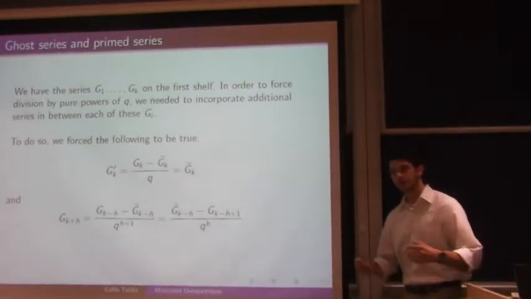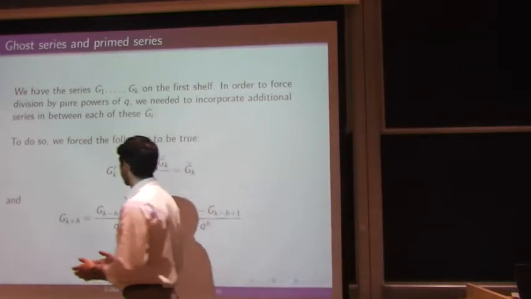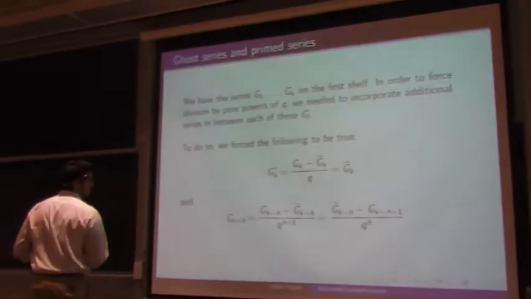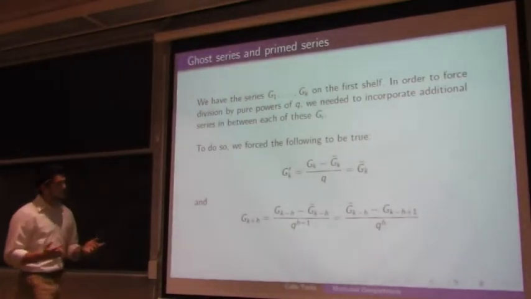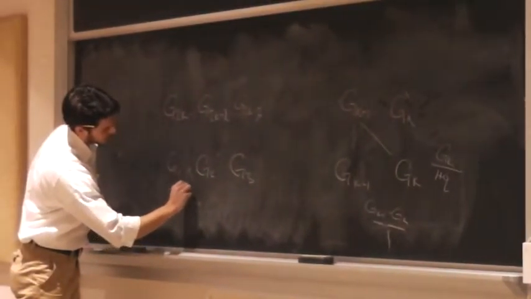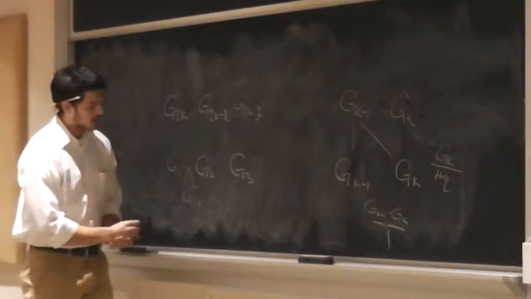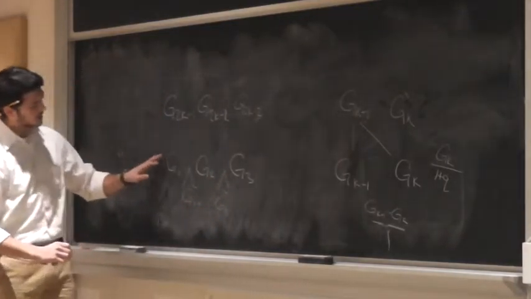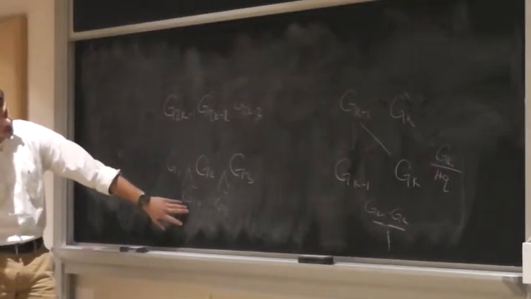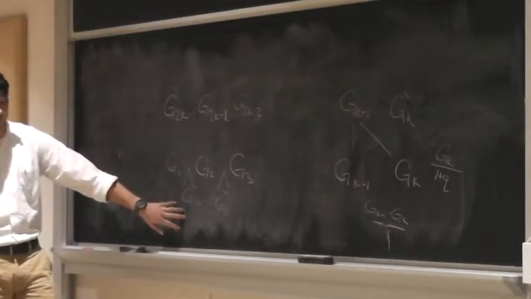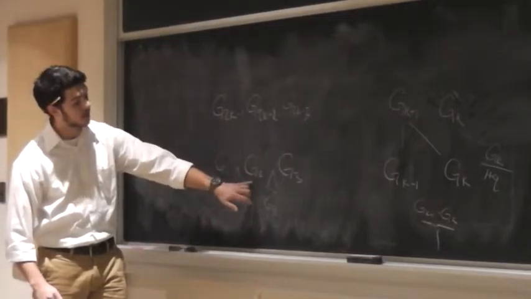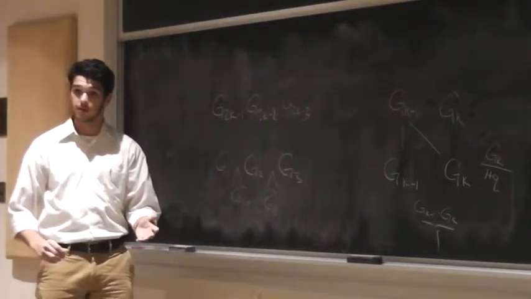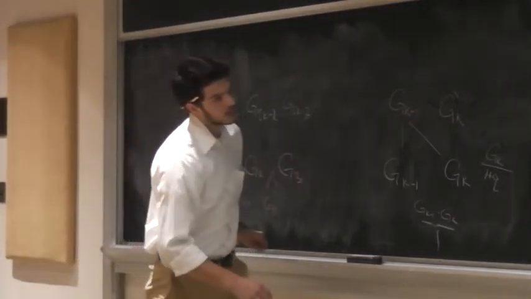So, in other words, we defined these ghost series to have this specific form, right? And basically all we did, to be quick about it, is we took, in between these two series, we just incorporated a G1 tilde, right? And then in between these two series, we incorporated a G2 tilde, such that when we take the difference of G1 and G1 tilde, we can divide that by pure power of q. And similarly, G1 tilde minus G2, we can divide that by pure power of q. And we did that all the way down the line, and we defined them in this way.